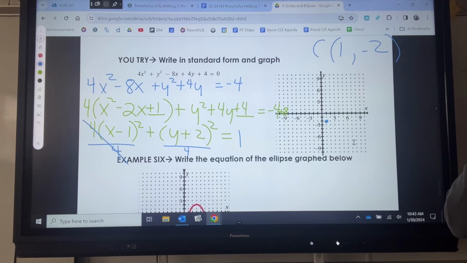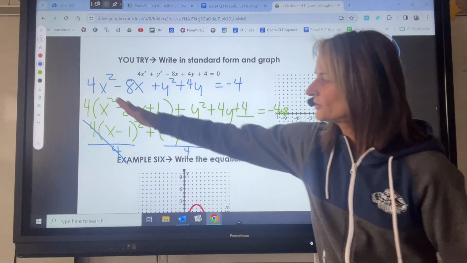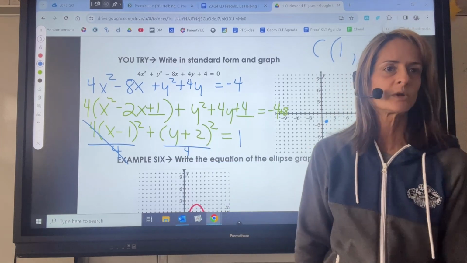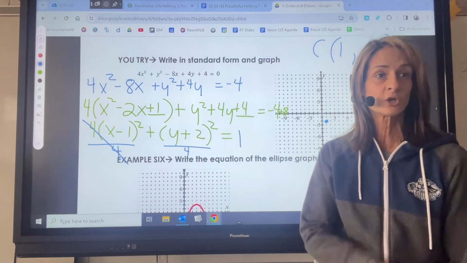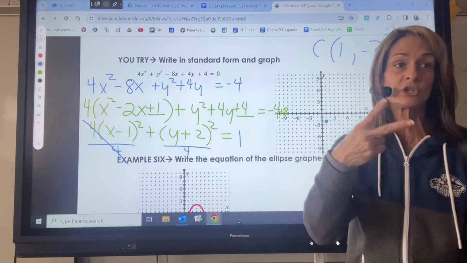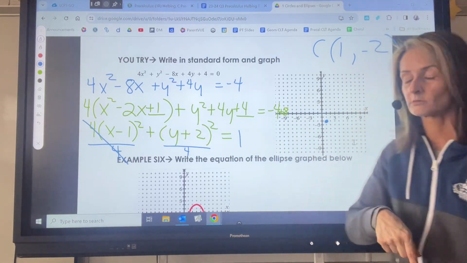And now, those 4's canceled, so that x minus 1 quantity squared is really over a 1. So we are going to go left, right from the center 1. And then we're going to go up, down with the square root of 4, 2. We're going to go up, down, 2.